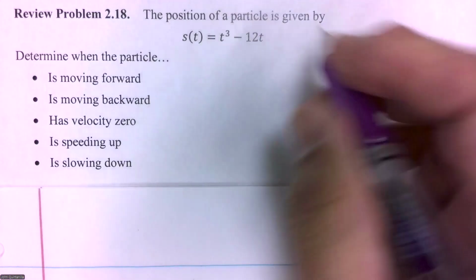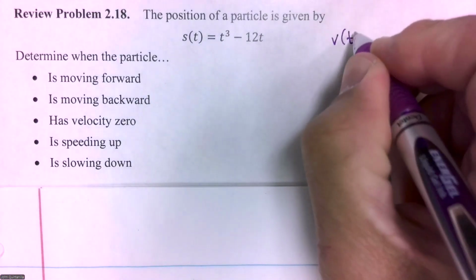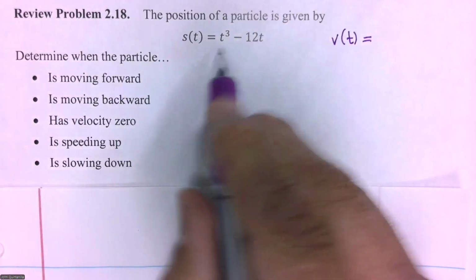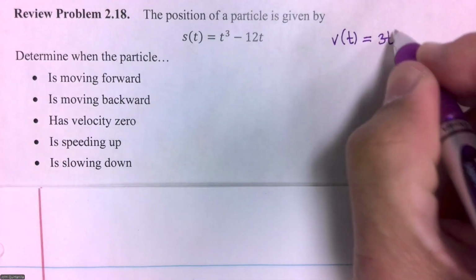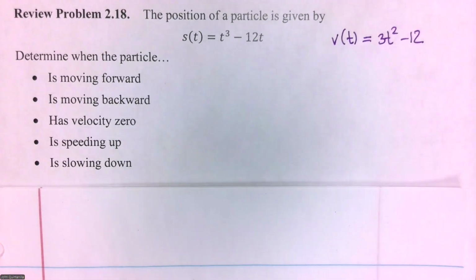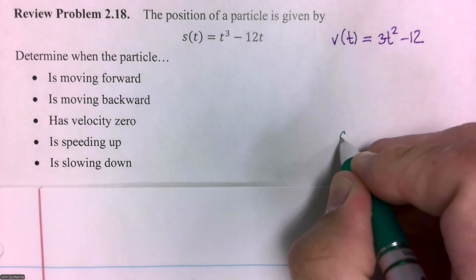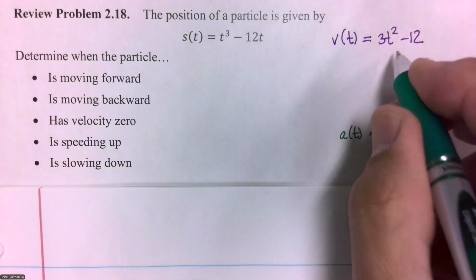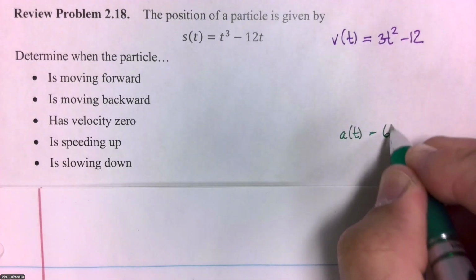So there's the position. So the velocity will be the derivative of position. So that's equal to 3t squared minus 12. And then after that, the acceleration will be equal to the derivative of the velocity, which is going to be 6t.